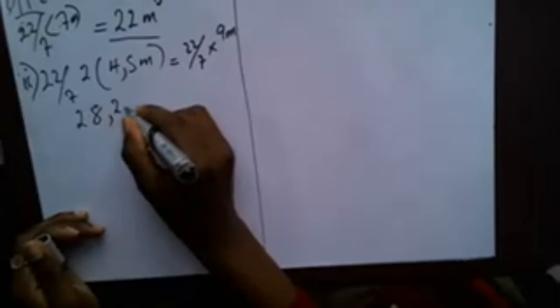22 divided by 7 multiplied by 9. Okay, that should get me to 28 point. Okay, so I'm just going to store this value in my calculator. Like you have to store this value in your calculator.